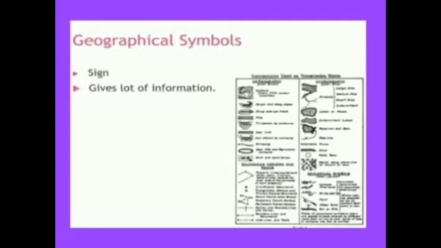Next we'll come to the types of the maps, or geographical symbols will come first. Okay, the geographical symbols, they give us the sign and also they give us a lot of information. A symbol is a sign that stands for an object. The symbols used in the map are same all over the world. The symbols, they give us a lot of information. You can see there what are the different symbols that are used.